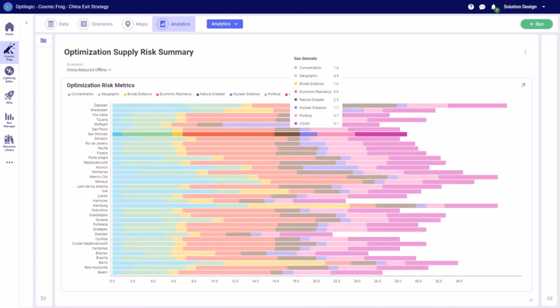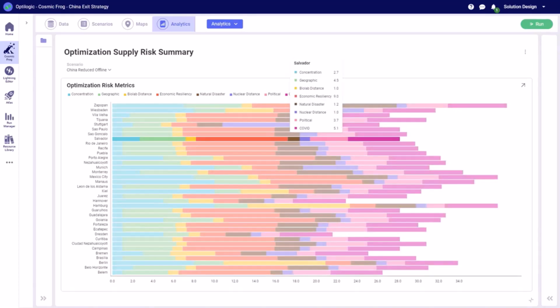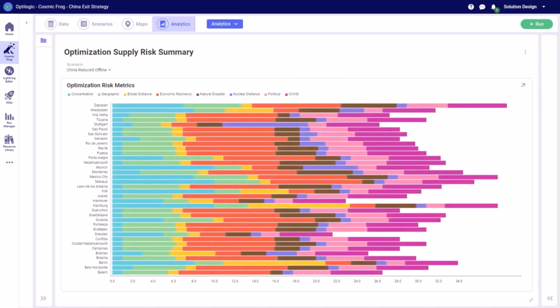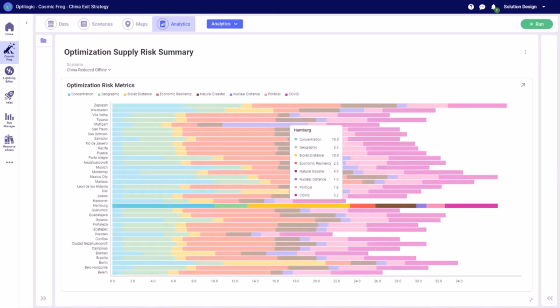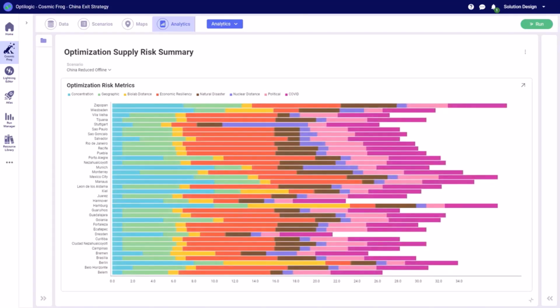We see that for our LATAM suppliers, in red and pink, economic resiliency risk and political risk are higher than their European counterparts. We can answer the question exactly as to why did the risk not reduce when we moved to LATAM. And while we want to leave China because we encountered that supplier bottleneck, we need to be aware that moving to LATAM comes with risks related to economic resiliency and political stability.